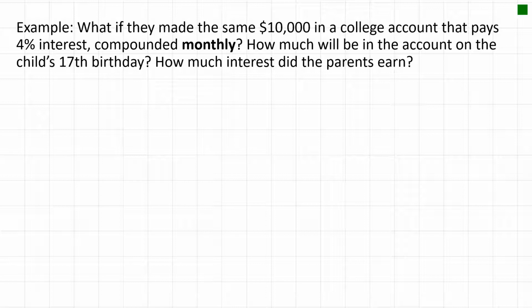So what if these same parents made the same investment, only it was compounded monthly? Well, A would be $10,000 times 1 plus R, which is the same, 4%, only N is now equal to 12. Compounded monthly means that we're compounding 12 times per year, which means that we get 12 in the exponent, we get 12 times 17. And again, this is important when you're typing this into your calculator.